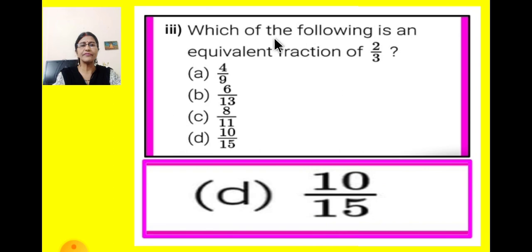Now next question, which of the following is an equivalent fraction of 2/3? 4/9, 6/13, 8/11, 10/15. So this is very simple. Equivalent fraction you have learnt last year also. So just you have to see which one is equivalent to this fraction. So 2/3 is equivalent to 10/15 because 2 5s are 10, 3 5s are 15. So D option is the correct answer.